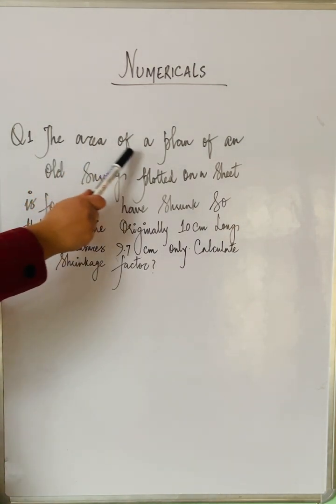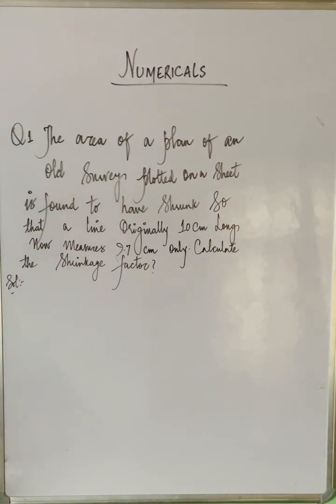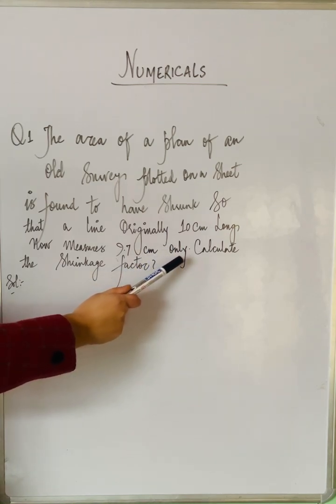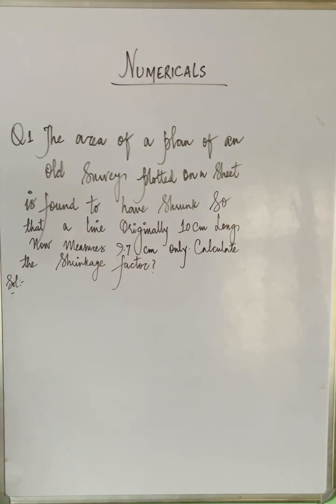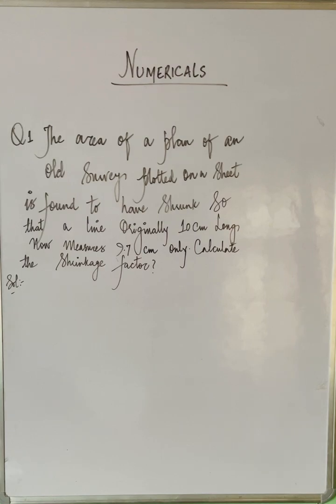Question is, the area of a plan of an old survey plotted on a sheet is found to have shrunk so that a line originally 10 centimeters long now measures 9.7 centimeters only. Calculate the shrinkage factor. Shrinkage factor is also known as shrinkage ratio. And why does this happen? Why do these plans or sheets shrink? Due to variation in atmospheric temperature and humidity. Those discussions are already held in the theory part. You can watch those videos.